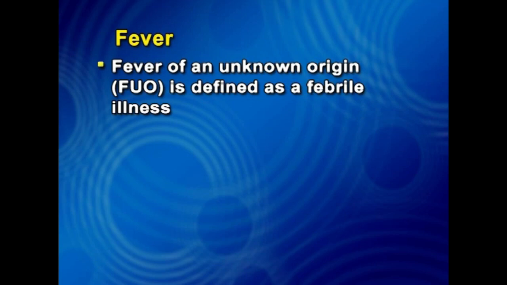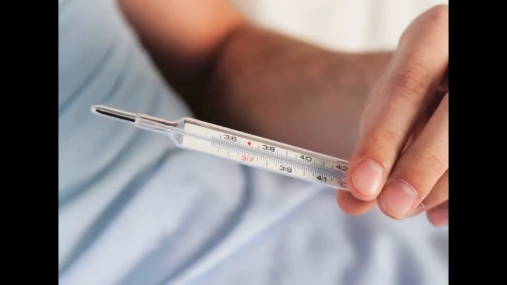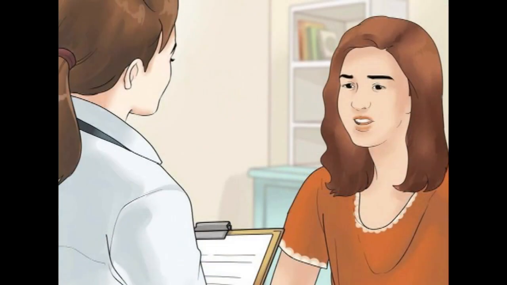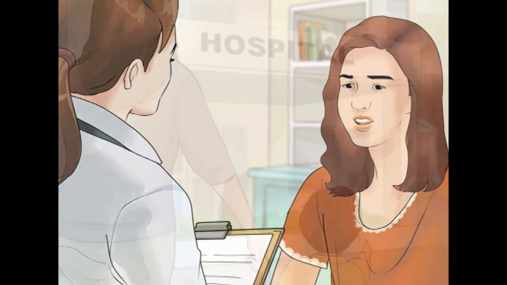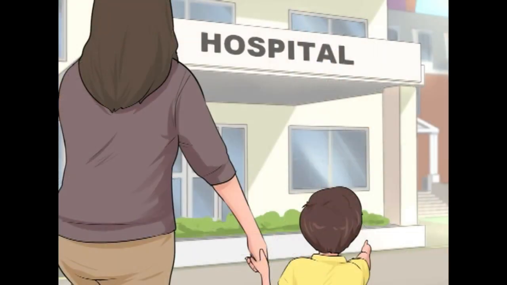Fever of unknown origin, which we define as FUO, is defined as a febrile illness which lasts for more than 3 weeks with the temperature of the body exceeding 38.3 degrees centigrade on several occasions and which is lacking a definitive diagnosis after 1 week of evaluation in the hospital.